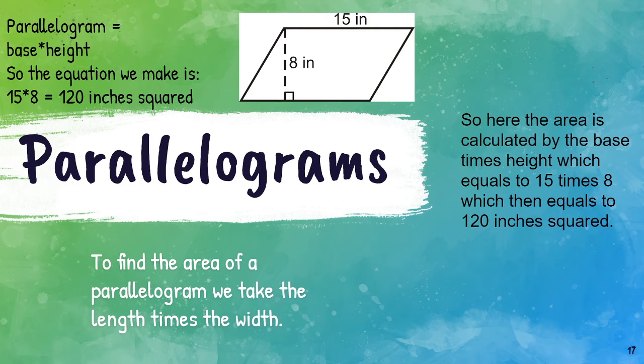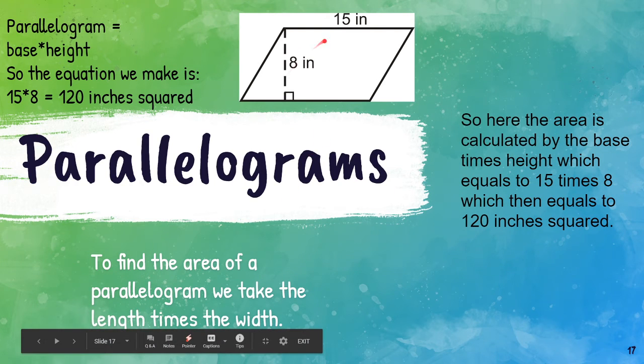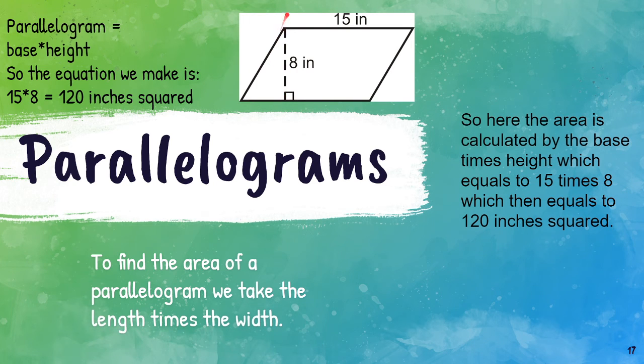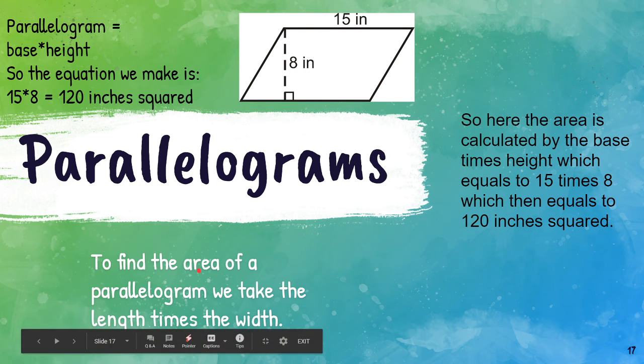Okay, so this one is a parallelogram. A parallelogram is easy. It's just the base times the height. Height has to be perpendicular. It has to be a straight line. It's not the slant height. It's not this. It's this. You can see it because of the symbol right over here. So a parallelogram's area is base times height. So in this equation, it is 15 base times height 8, which is 120 inches squared. Don't forget the squared, guys. So here the area is calculated by the base times height, which equals 15 times 8, which then equals 120 inches squared. To find the area of a parallelogram, we take the length times the width.